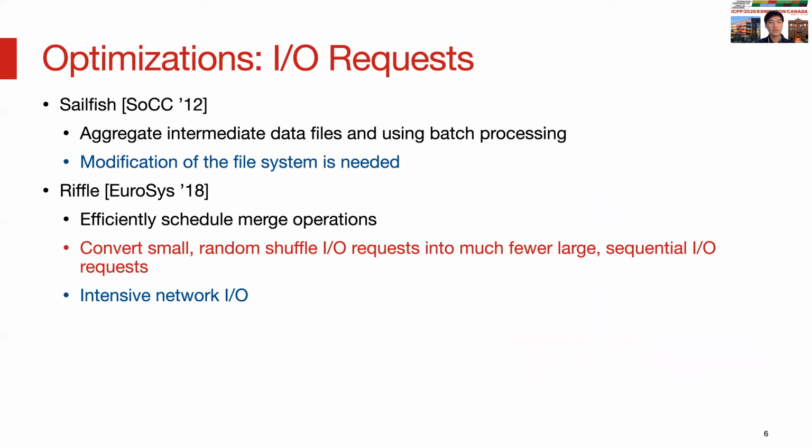Many previous studies focus on optimizing the I/O requests. Sailfish and Riffle both merge the intermediate data files and use batch processing to reduce the I/O requests. However, Sailfish needs to modify the current file system and suffers from stragglers, while Riffle still suffers from intensive network I/O and may result in the TCP incast problem.